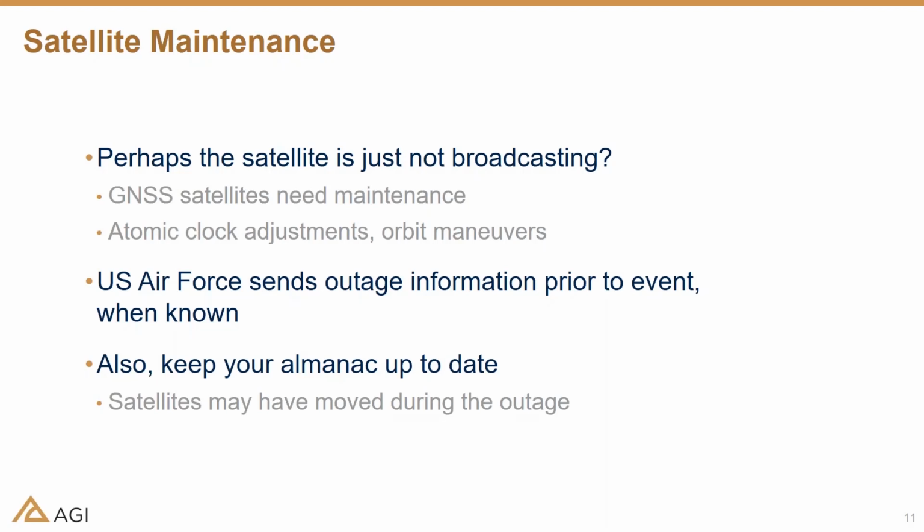If you're trying to determine your position and expecting a satellite to be there and it actually goes out for maintenance, you're going to be predicting a better position error than you're actually going to get. So the satellite outage information is pretty important.